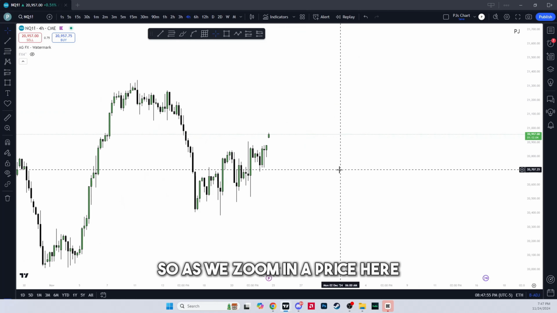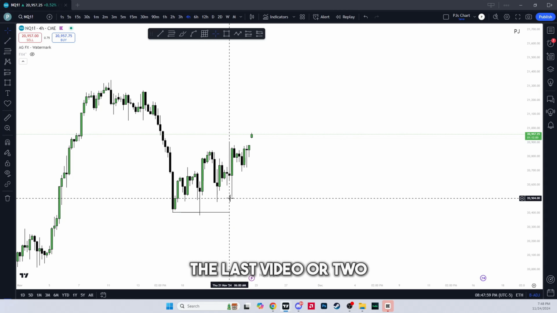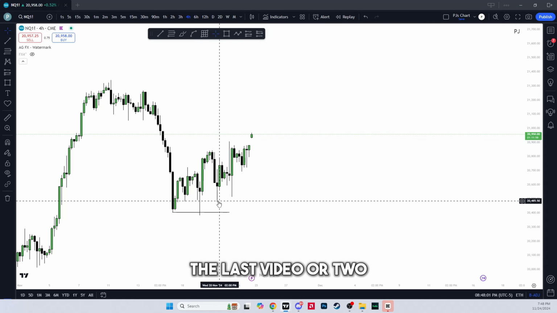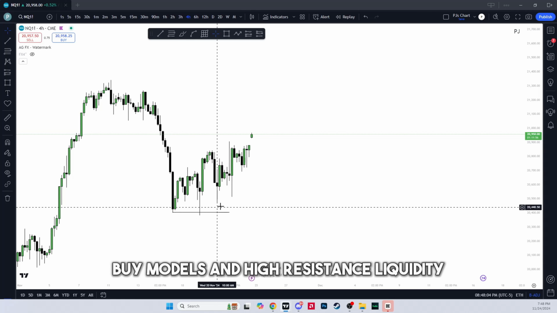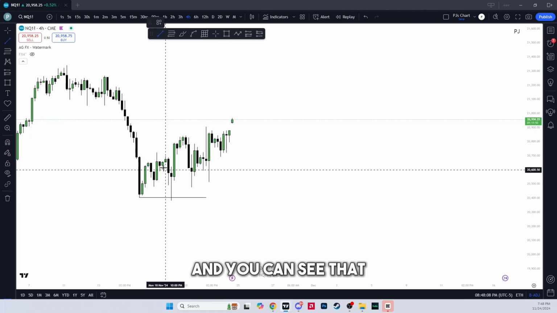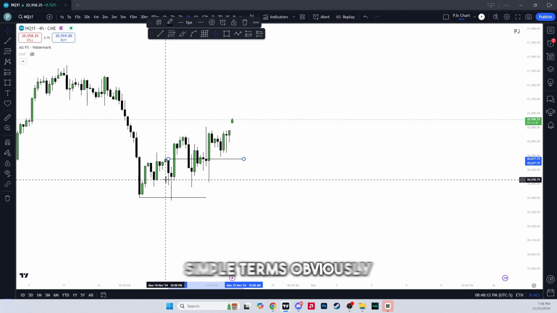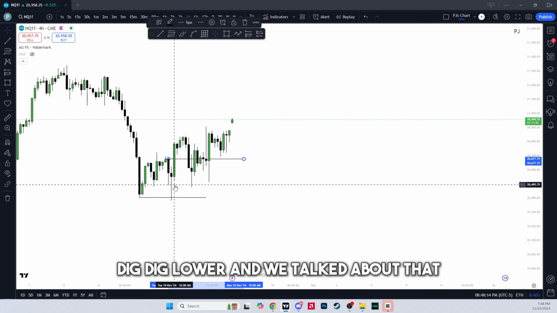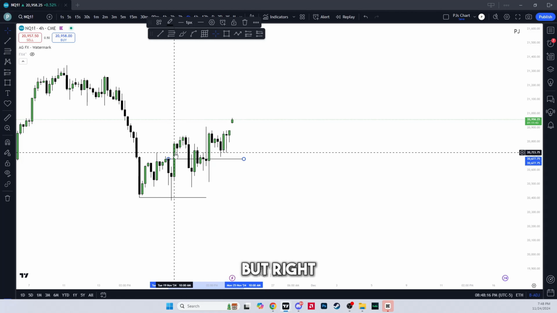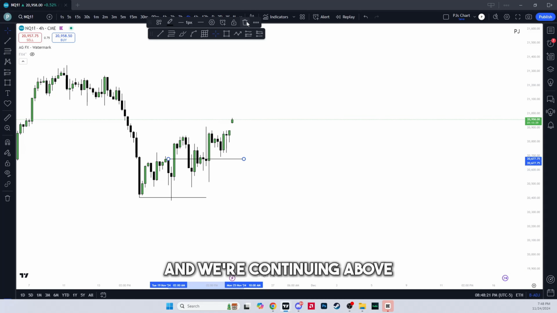So as we zoom into price here, like I said, watch the last video or two, the one about the market maker buy models and high resistance liquidity. We cover this whole piece of price action, okay, and you can see that we break, close above with the fair value gap. Just in simple terms, obviously I see we dug lower, and we talked about that, but right, we close above displacement with the fair value gap, and we're continuing above, okay?